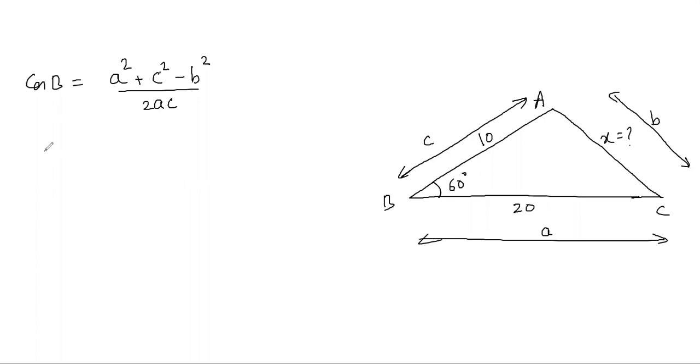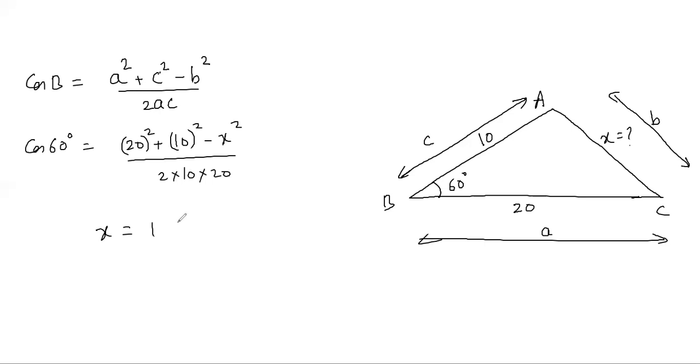The cos of B, cos of 60 degrees, is equal to small a square, which is 20 square plus 10 square minus x square, divided by 2 into 10 into 20. X can be found very easily. X is 10 root 3.